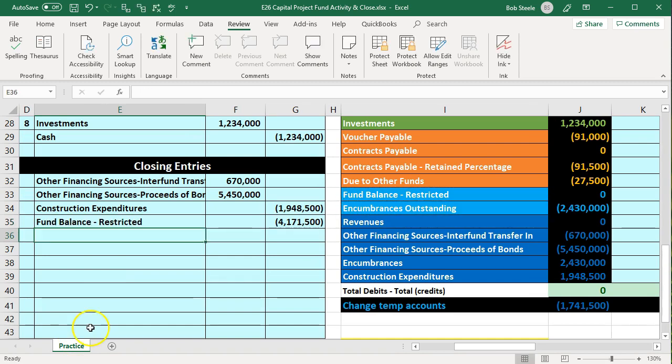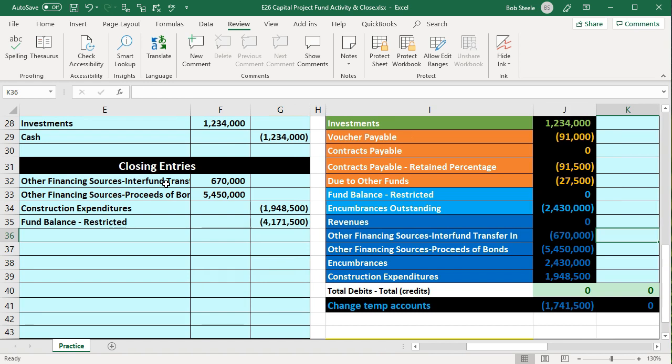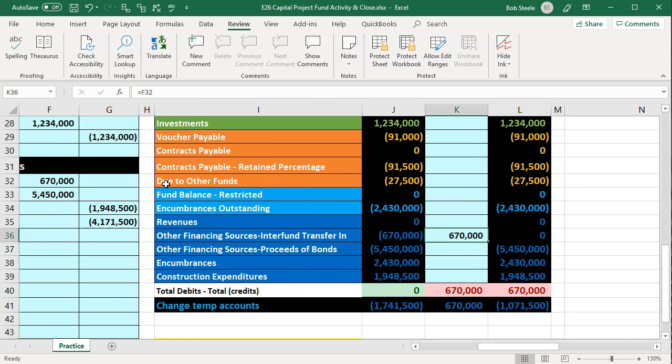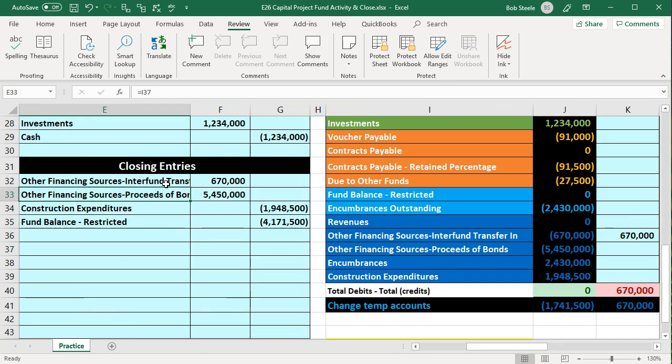Okay, so now let's go ahead and close this out and see what it will look like. So we're going to post the first one to other financing sources. That's going to be up top. That's going to be right here in K36 equals picking up the debit, and that should make it go back down to 0 like that. It does. That's good. That's what we wanted.